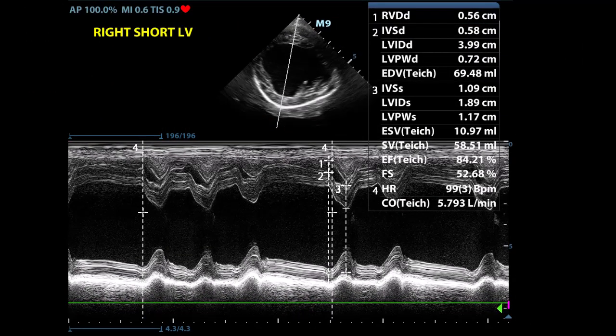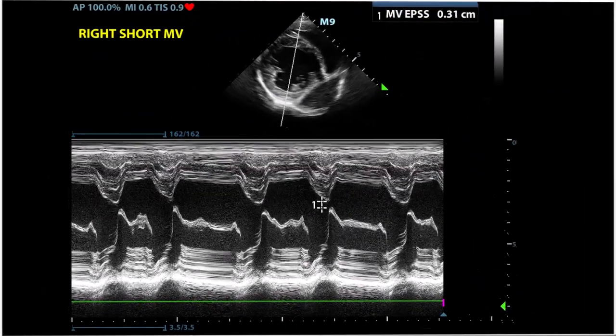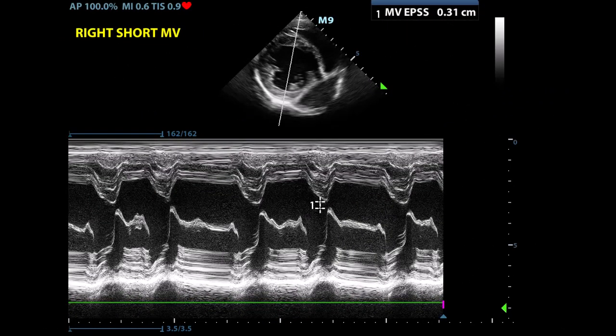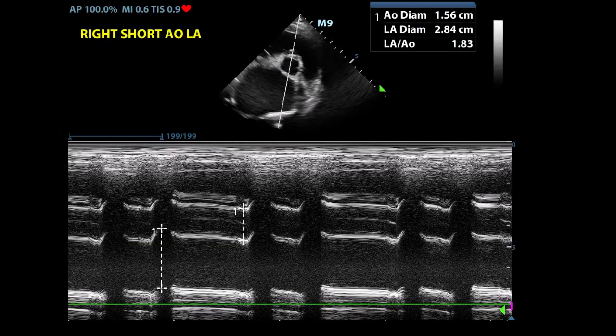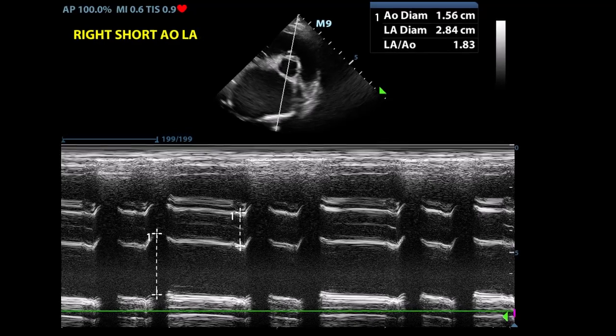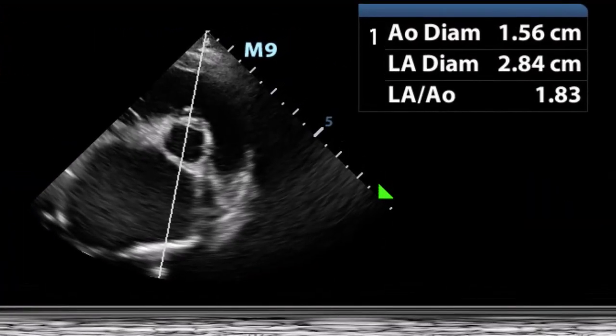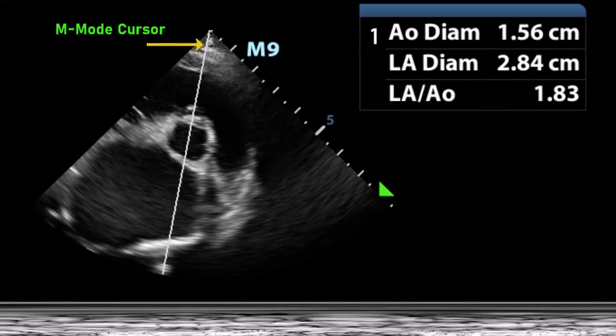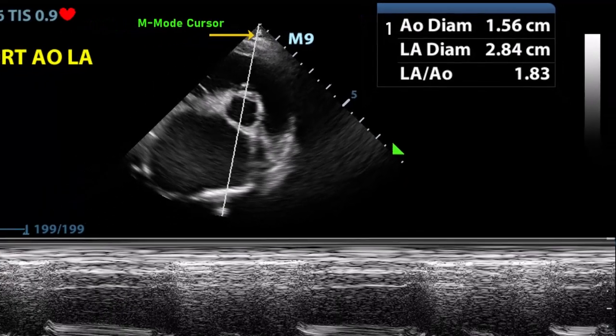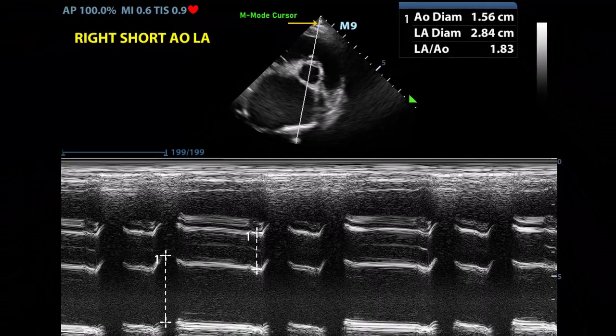The right side short axis M-mode measurements of the left ventricle, mitral valve, and left atrium and aorta are called Tei-Holz measurements. M-mode measurements tend to be more accurate because the image created is limited to the chambers and tissues in contact with the M-mode cursor, and full motion of the structures is recorded.